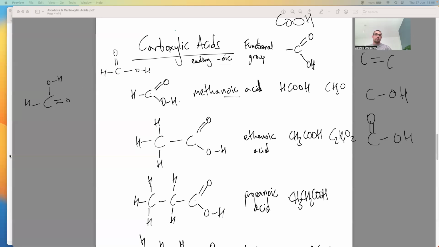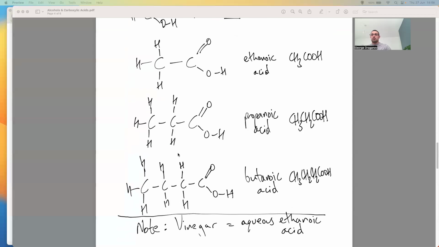On this sheet, I've done the first 4. But it's pretty obvious that the 5th one will just have an extra carbon there. So the 4th one is butanoic acid, and the 5th one is pentanoic acid. You also need to know that when ethanoic acid is dissolved in water, so aqueous, it is called vinegar. That is something you need to know as a fact.